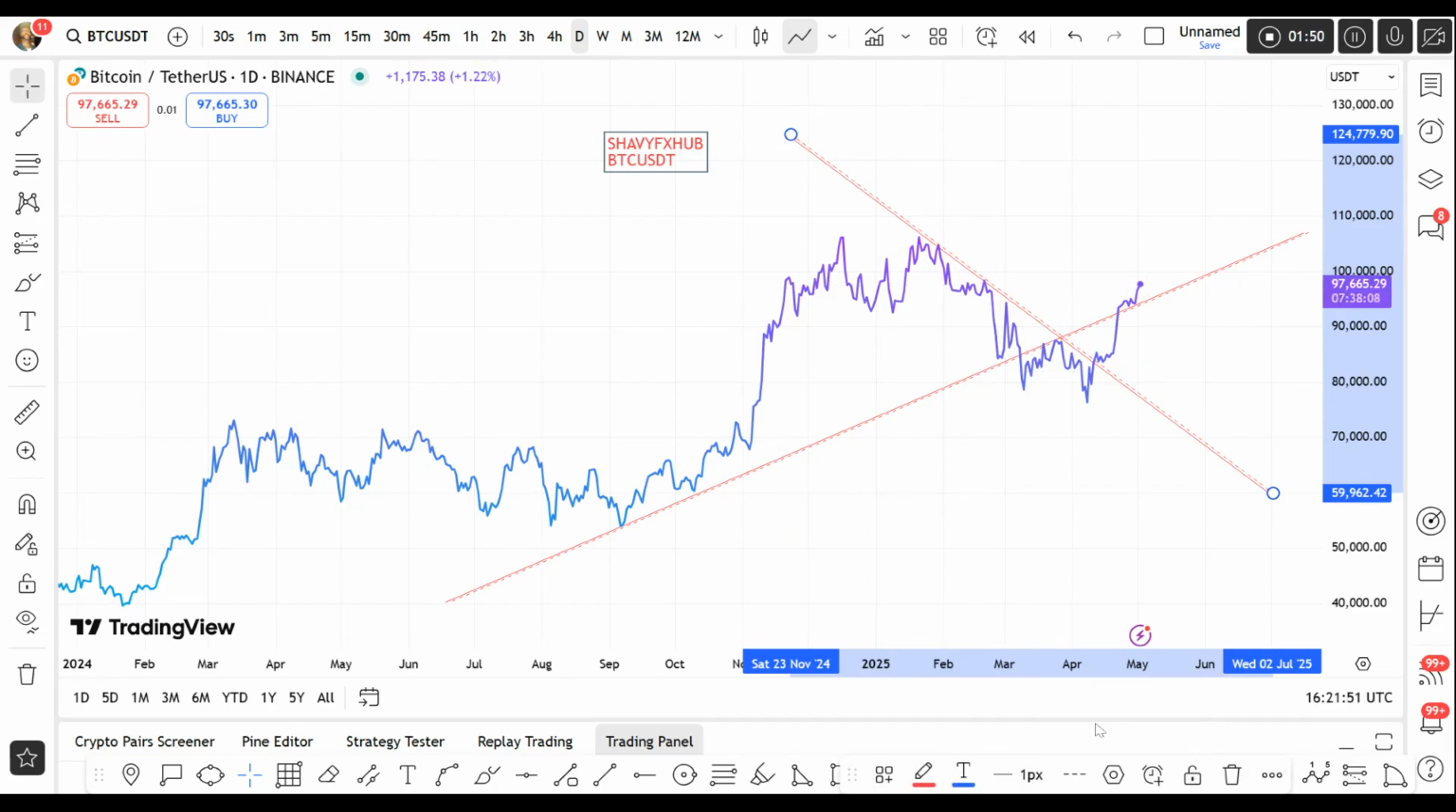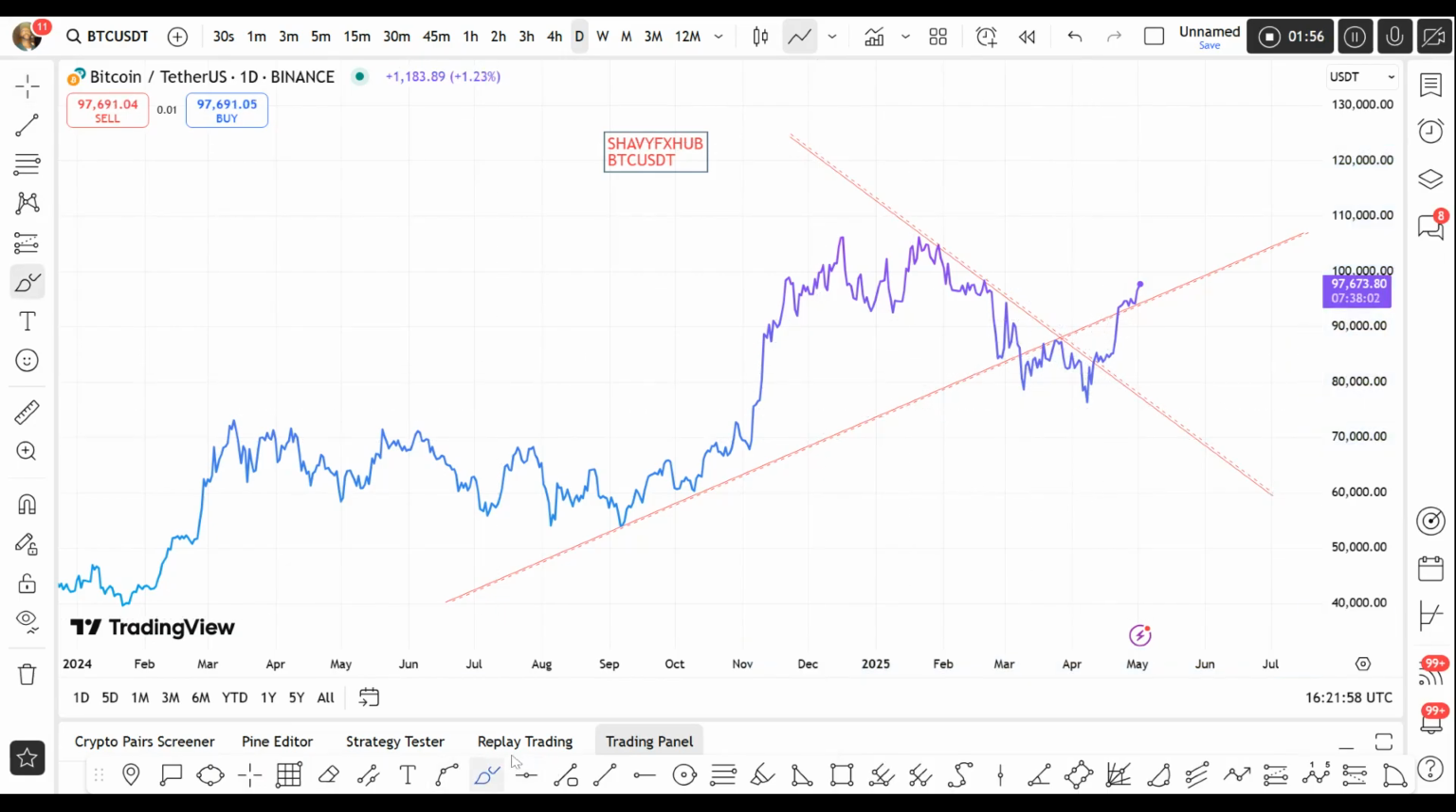So for now, what we'll see is that we have seen the market break out from a descending trend line, and this is a retest. There's a retest here after the breakout from a descending trend line. Now the question is, what has it done next?